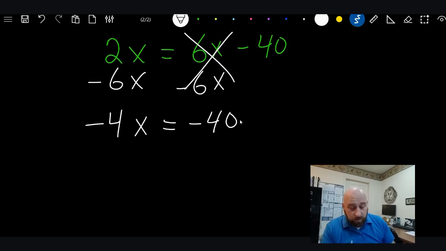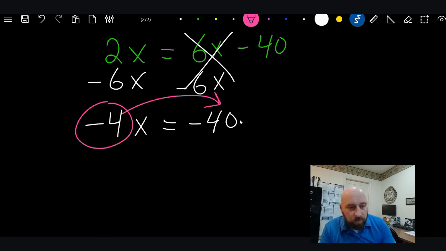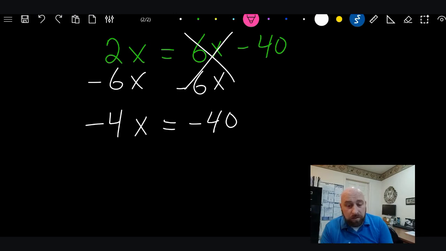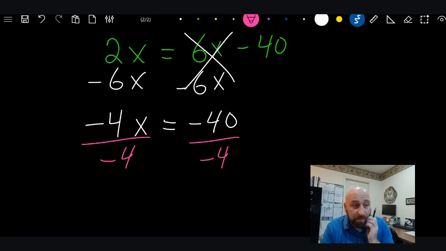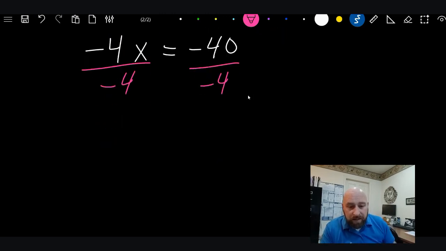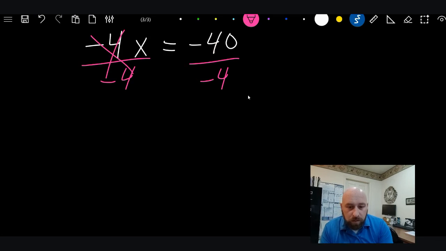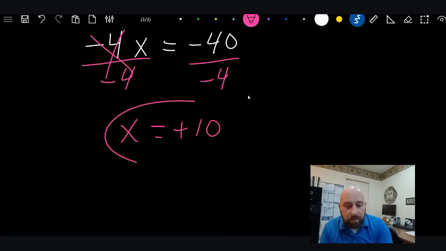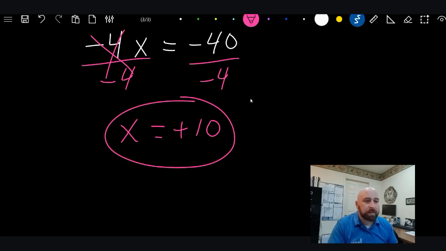We're still not done. We still have a number over here. Look, I still got to get this number over to the other side. But now we are multiplying, so this is times. So we're going to divide by negative 4. Divide both sides by negative 4, and that's going to cancel out. And we're going to get x equals negative 40 divided by negative 4 equals positive 10. X equals positive 10.